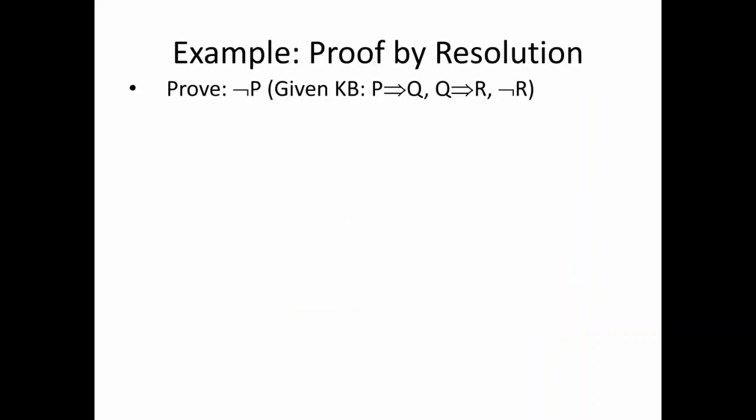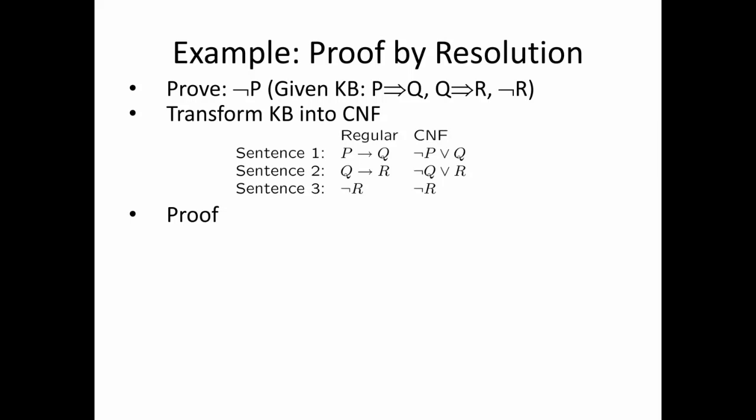So here's an example. Suppose we're trying to prove not P, and our knowledge base has three sentences. P implies Q, Q implies R, and not R. So what do we do first? We first transform the knowledge base into CNF, and then we add the negation of what we are trying to prove, which is P.